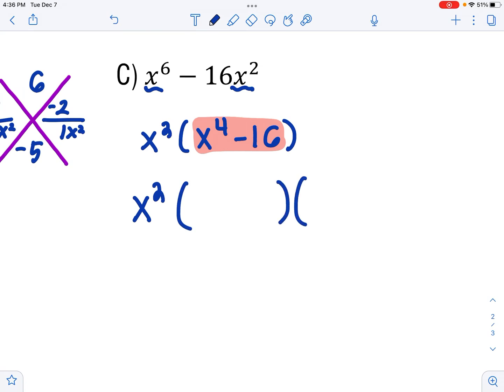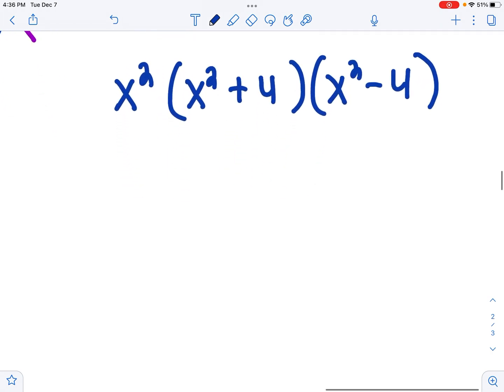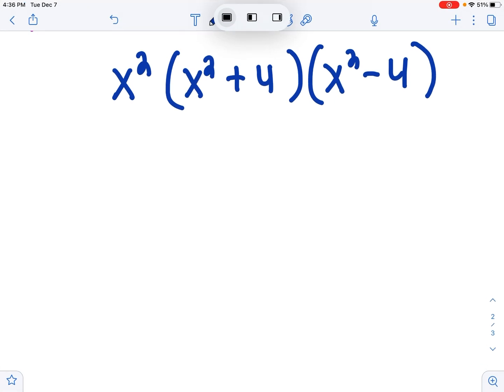So I'm going to write down the x squared, 2 sets of parentheses. The first 2 terms have to multiply to give me x to the 4th, so that's x squared and x squared. The second 2 terms have to multiply to give me negative 16, be the same number but opposites, so plus 4 and minus 4. Now, I would be done if it wasn't for this x squared minus 4. X squared minus 4 is still factorable because it's a difference of squares. X squared plus 4 is not factorable because it's a sum of squares, and sum of squares isn't factorable.